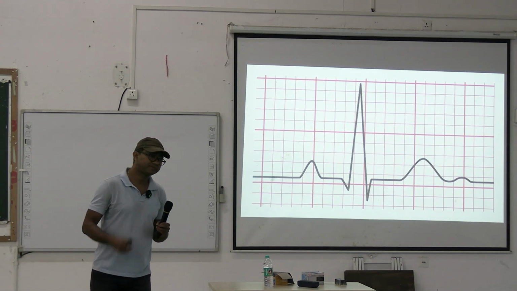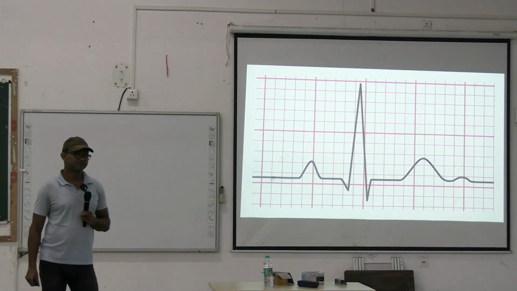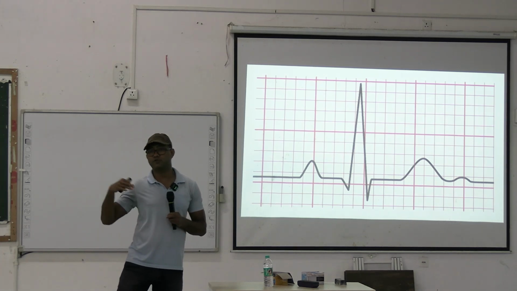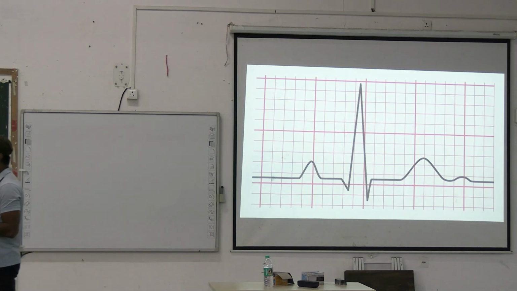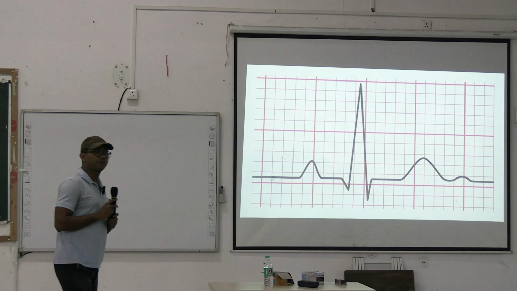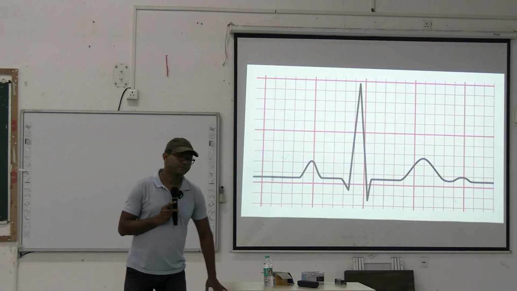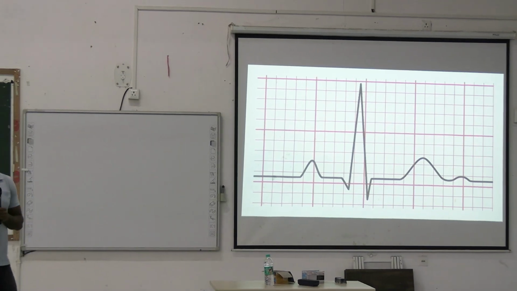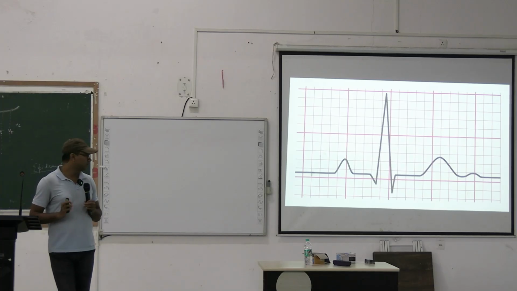0.04 into 5, how much is that? In seconds, tell me, in seconds. 0.04 second into 5, that is 0.2 second, right. So with these small squares we can measure the duration of any wave.